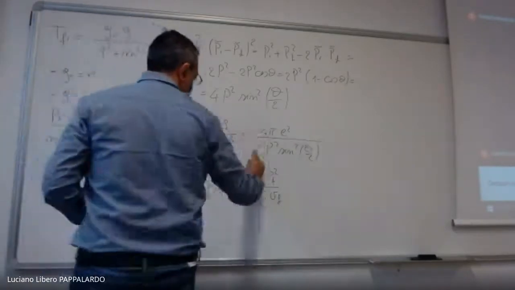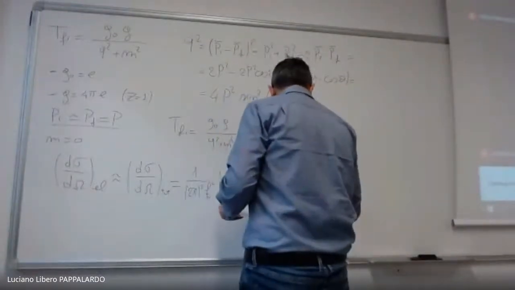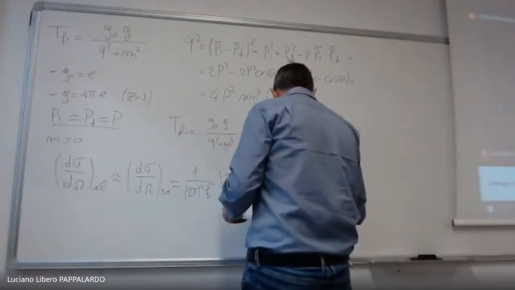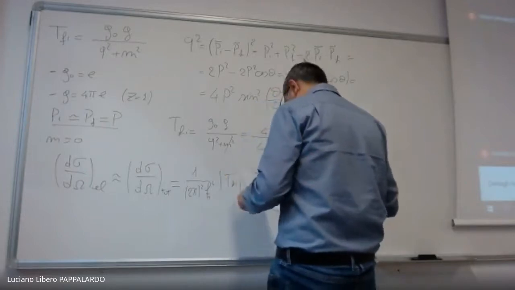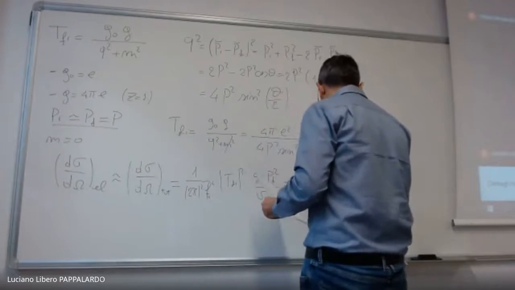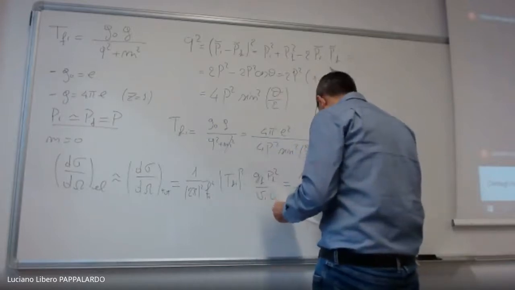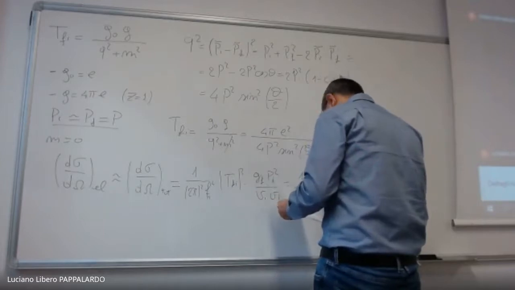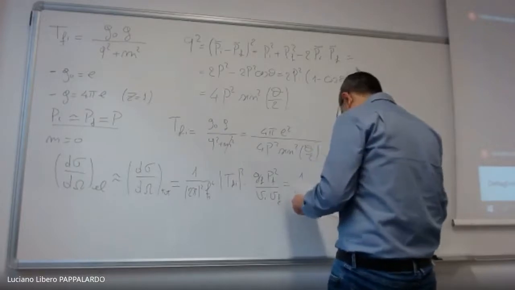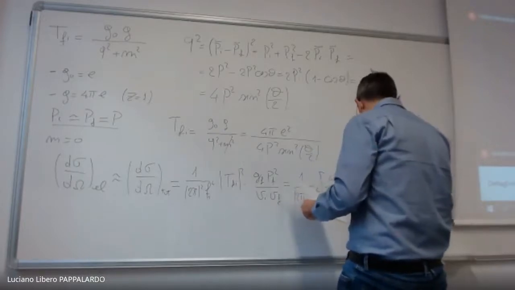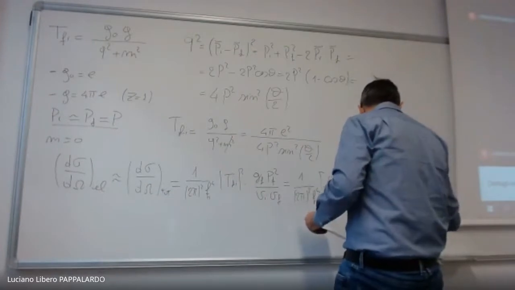So we can substitute now our probability amplitude. So this is going to be 1 over 2 pi squared h bar to the 4. Then we have our 4 pi e squared divided by 4 p squared sine squared of theta half. And then we have v_f squared divided by v_i g_f.